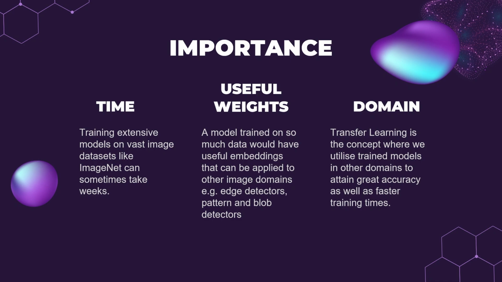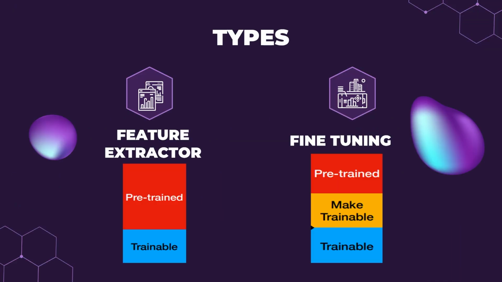I will explain the importance of transfer learning models. Now I will explain the two types of transfer learning. First is feature extractor and second is fine tuning. In feature extractor, we freeze the bottom layers of the convolutional network, and we replace the head according to our number of classes.